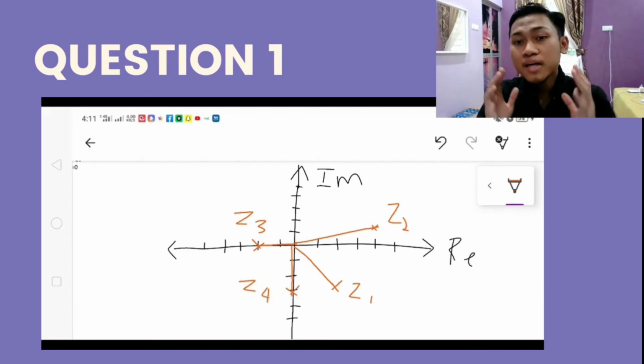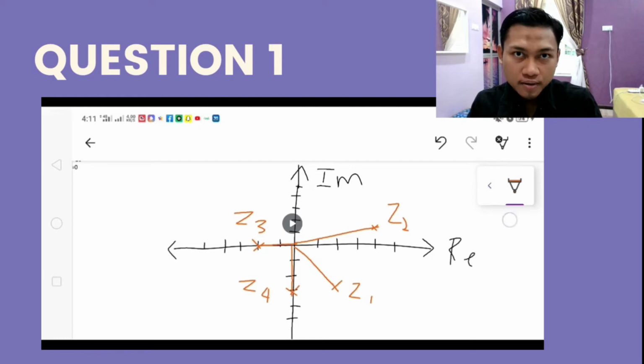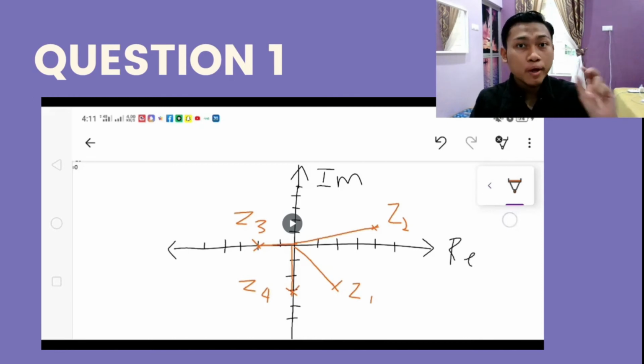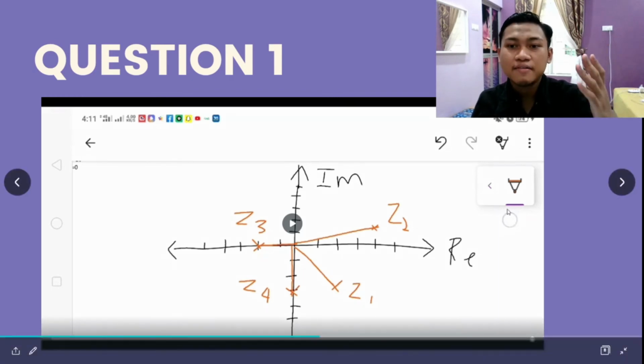Alright, what we can see right here, okay, so as we know, complex number Z is equal to a plus bi, right? So a represents the x-axis and b represents the y-axis. b is the y-axis, which represents imaginary numbers. Yeah, so that's why we get the graph like this.